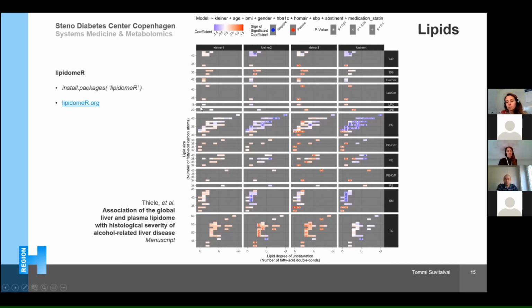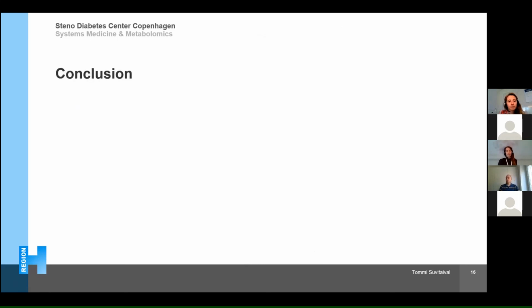And these types of analysis you can do with Lipidomer, which is actually an R package that I have created. You can install it with this command and find some examples on the web page. So with that, I'll just wrap up.